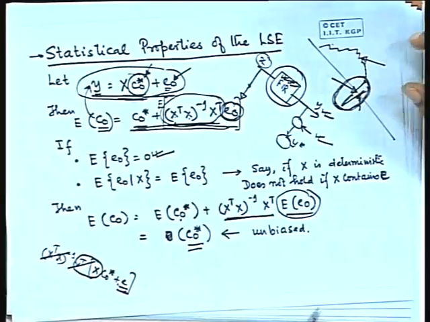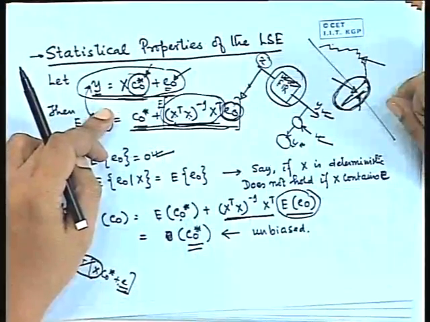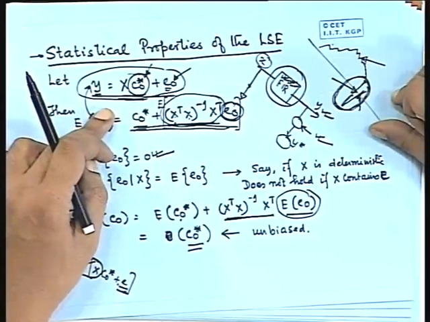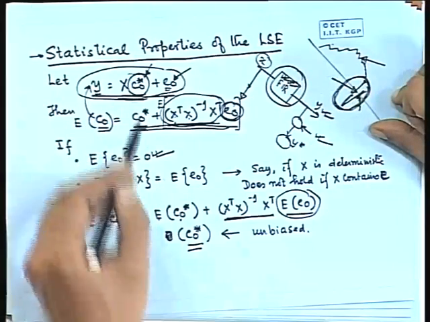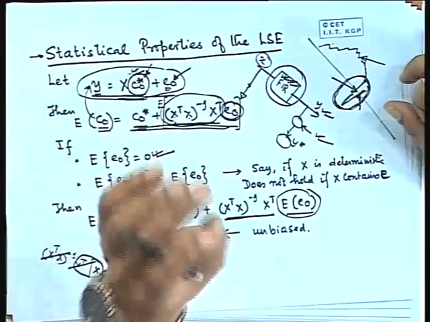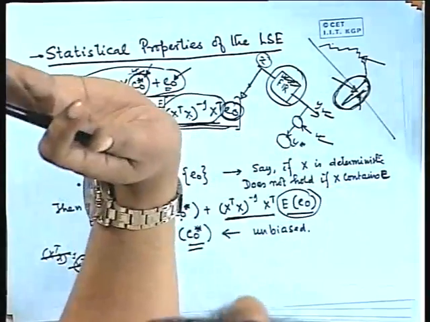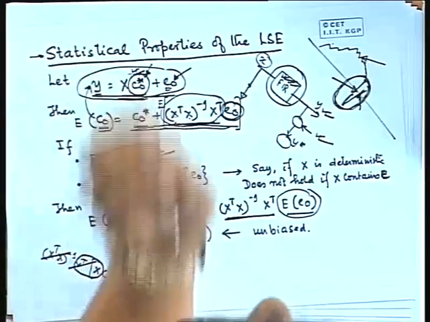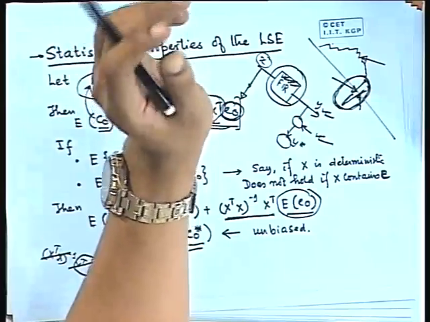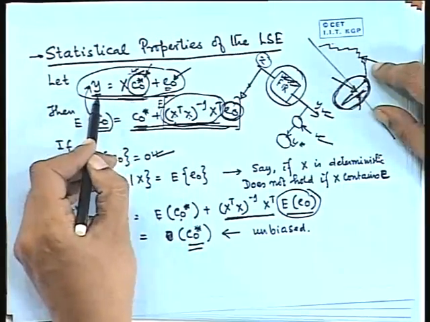So remember that the LSE will give you back the true parameters only under certain conditions. It will not give you the true parameters otherwise. In general, it is biased, in the sense that if data was generated in this fashion and you compute an LSE, even if you take expectation, it may not come back to this. That depends on what is X and what is E and what are their mutual properties.